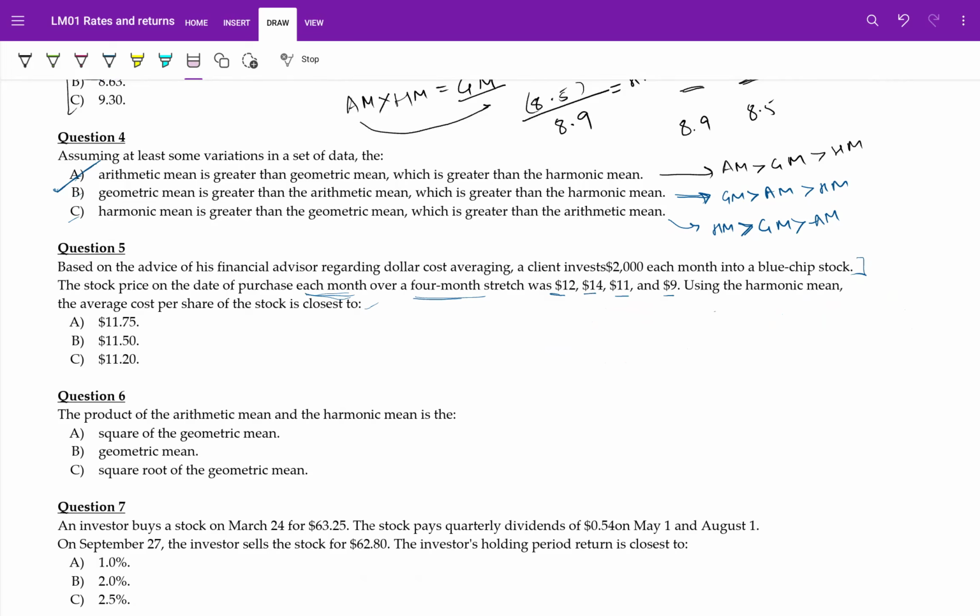the harmonic mean formula. There are a total of 4 months, so you are going to put 4 in the numerator. This is the formula. The total number of periods is 4. You divide that by 1 divided by 12, 1 divided by 14, 1 divided by 11, and 1 divided by 9. And this is going to give you your average value. Now let's do this on the calculator. This is also how you will get to know how to use the calculator.